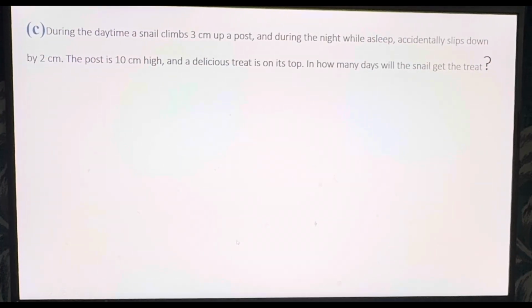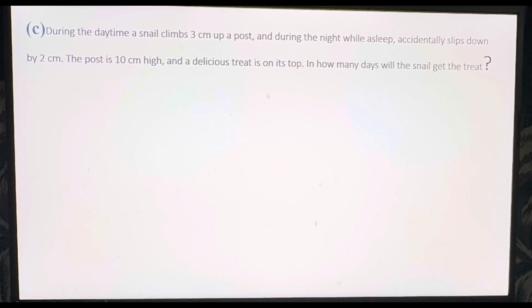Question 1C. During the daytime, a snail climbs 3 centimeters up a post, and during the night, while asleep, accidentally slips down by 2 centimeters. The post is 10 centimeters high, and a delicious treat is on its top. In how many days will the snail get the treat?